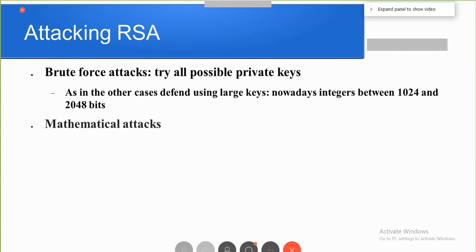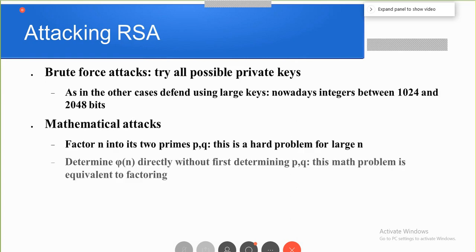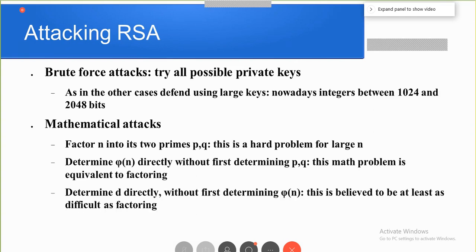And here the attacks on RSA are, first, the brute force attack, that is trying all possible private keys. Usually the key size is from 1024 bits to 2048 bits, so trying all possible keys is not feasible. The next is mathematical attacks.